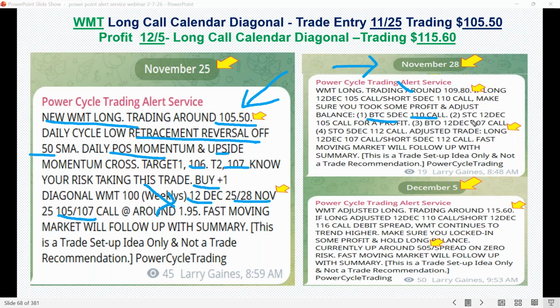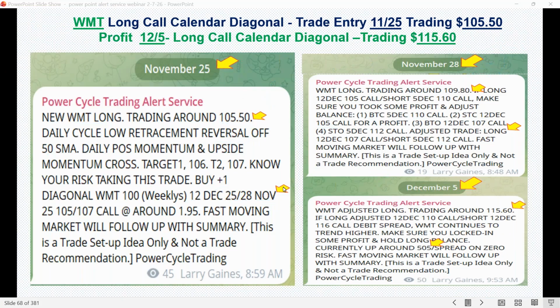Took a little loss there. Sell to close the 12 December 105 call. Took a big profit on that because we were originally long that 105. Now it's trading up to 109. So sold that, brought in some big profit, and then bought to open the 12 December 107 call. So we rolled the long call strike up, booking that big profit, and then sold against that the short 5 December 112 call. And then on the 5th of December, the trade was up, trading around $505 per spread on an adjusted price of zero risk. So this was another zero risk trade that we ended up in.